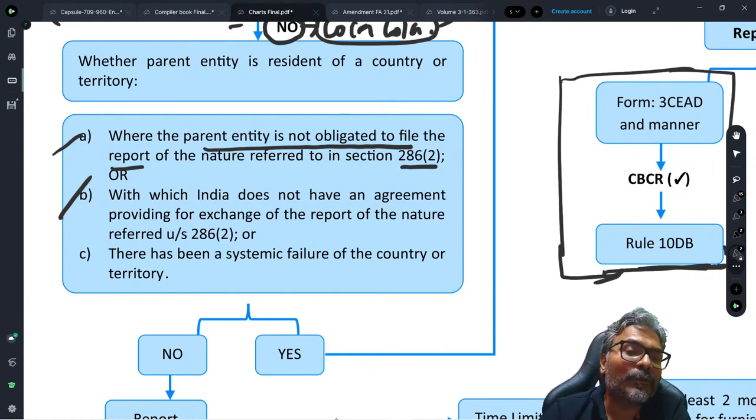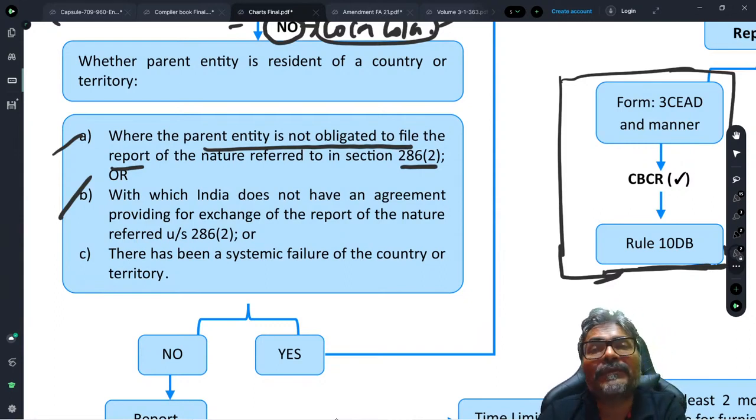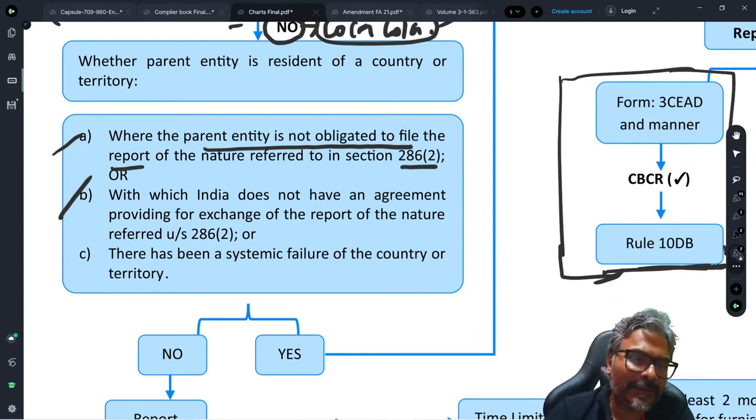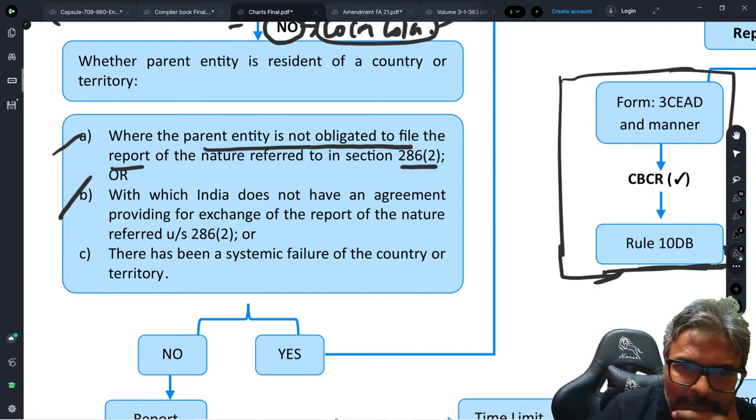Coca-Cola India Private Limited, you will be required to file what? The CBCR report with the Indian Tax Authorities. And this is what the position shall be in this regard. I hope that this point is well taken by all of you.